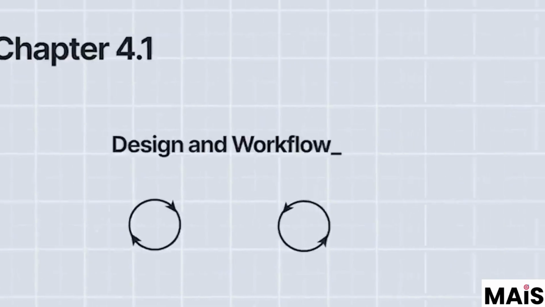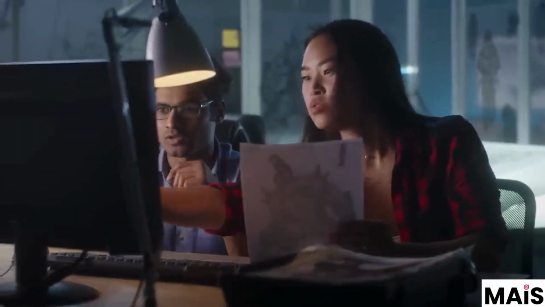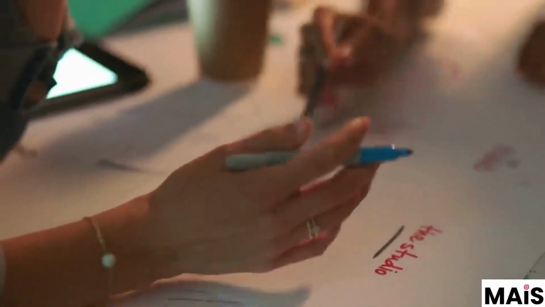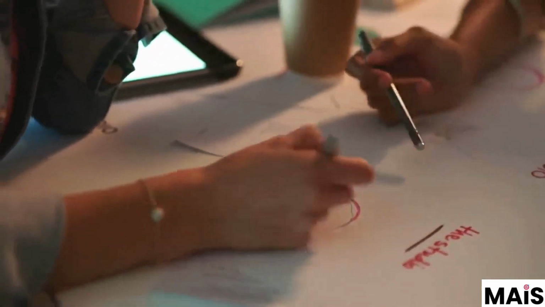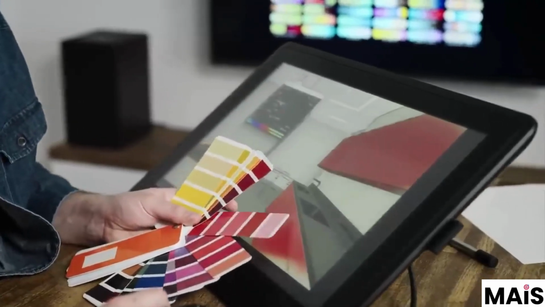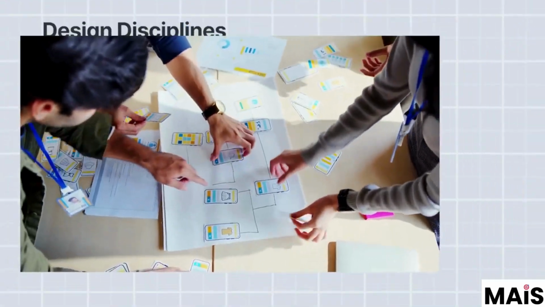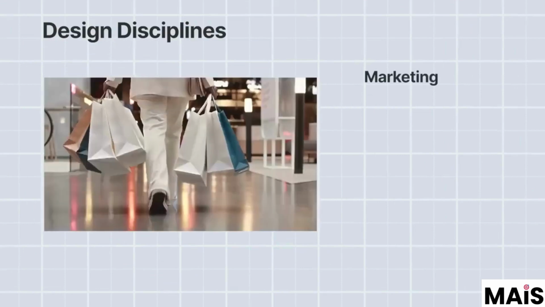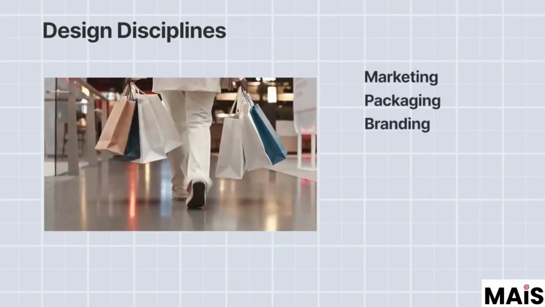Graphic design per se is the creation of visual compositions to solve problems and communicate ideas through design elements like typography, imagery, color, and form. There is no one recipe to do that. That's why there are several disciplines. So we can talk about marketing or advertising, packaging, and visual identity or branding.